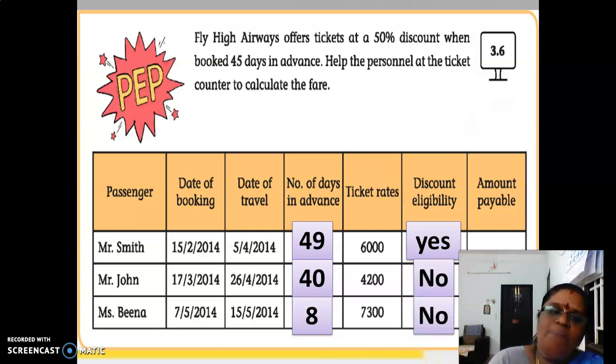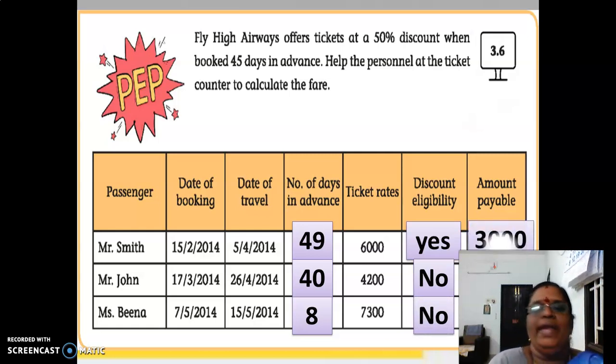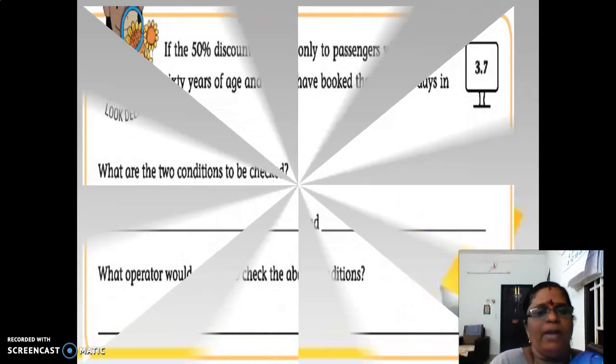So, amount payable for Smith, it is 50% means 3,000 to be paid. And for John, whole 4,200 to be paid. And for Bina, the whole 7,300 should be paid. So, only the eligible passenger who had the discount of 50% is Smith. You all calculated this. All are mathematical calculations, right? I hope you did this. We can go to the next step activity.